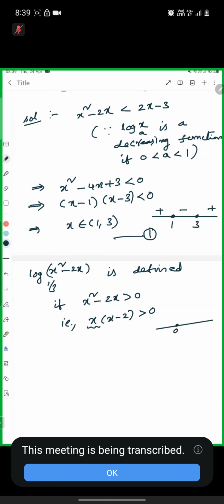For this linear factor, the x value is 0. For this linear factor, x value is 2. Start from extreme right with the plus sign and move towards left with alternate signs. 2 to infinity, minus infinity to 0. So x belongs to minus infinity to 0 and 2 to infinity.